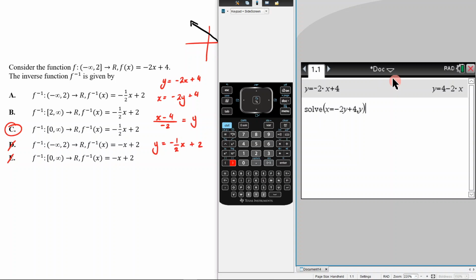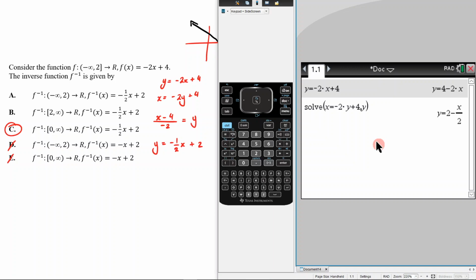So hopefully you can see what we've done here. I have simply swapped my x and y's with each other, and now I'm saying solve it for y. And this is what we found here: negative a half x plus 2. So that's the way you could do it. Again, this isn't the most eloquent way to do it, but it does work most of the time.